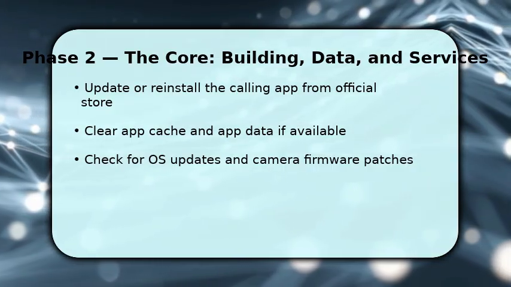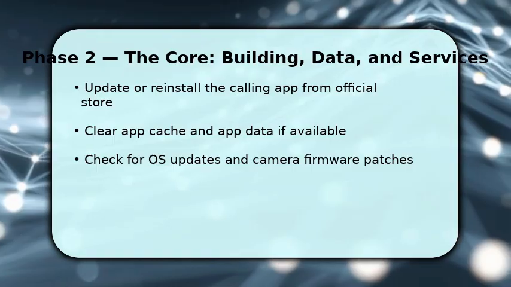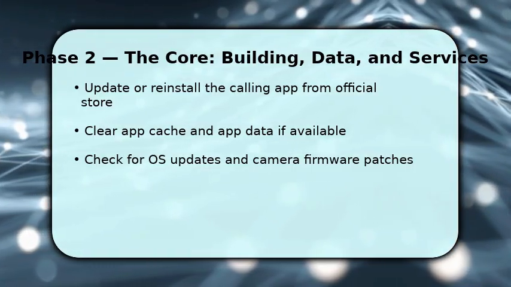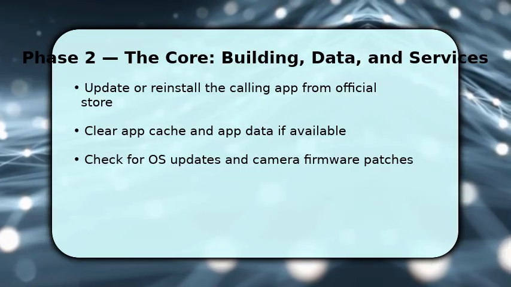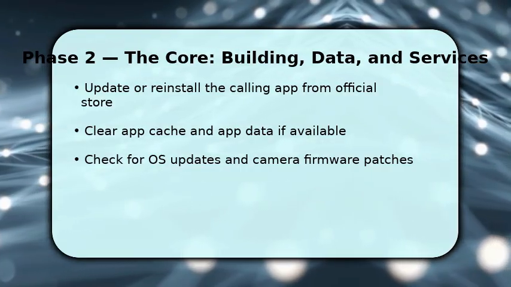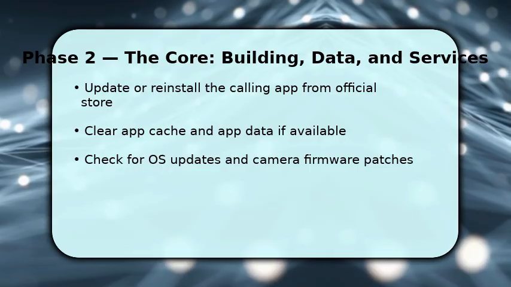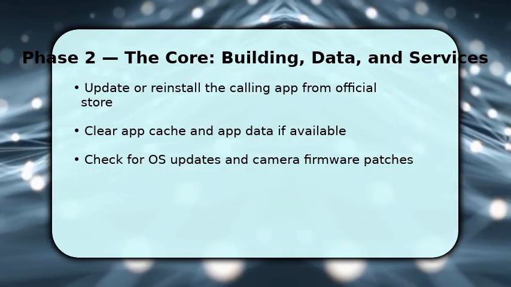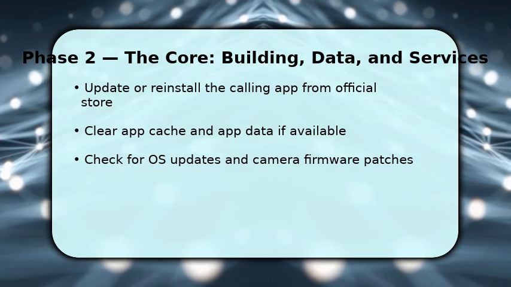Clear the app cache or data in settings to remove bad temporary files. This often restores camera access. Then check for system updates. An OS or camera firmware patch can resolve driver-level issues. Make sure to reboot after updates. Don't skip that step, because many changes require a restart to take effect.